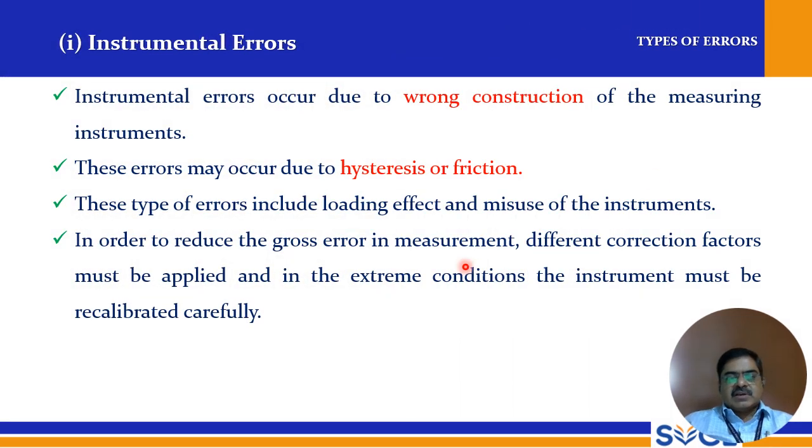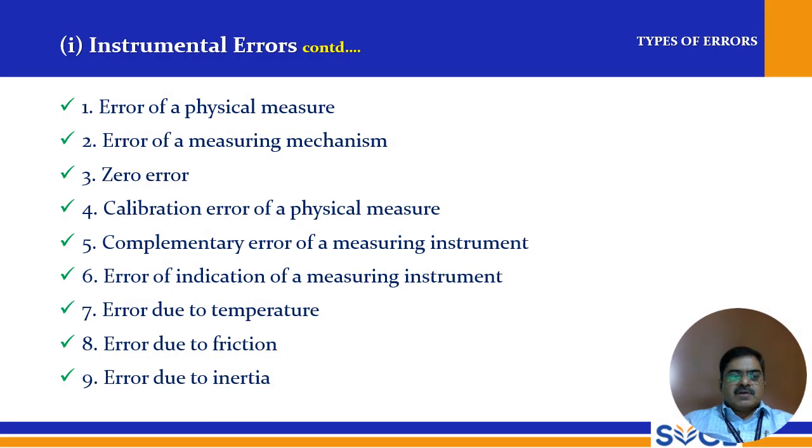Instrumental errors are due to wrong construction of measuring instruments. This will definitely be due to hysteresis or friction in the measuring instrument. That is instrumental error. And we have different instrumental errors and causes. Here: error of a physical measure, error of a measuring mechanism, zero error, calibration error of a physical measure, complementary error of a measuring instrument, error of indication of a measuring instrument, error due to temperature, error due to friction, error due to inertia. So these are all the causes of instrumental errors.